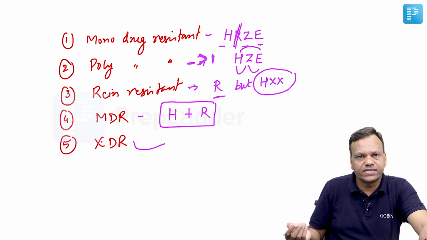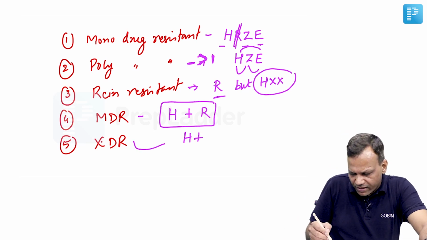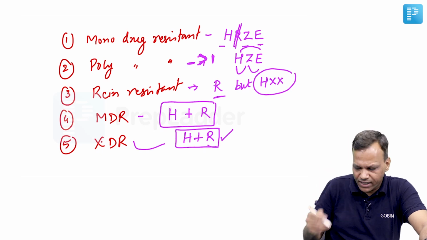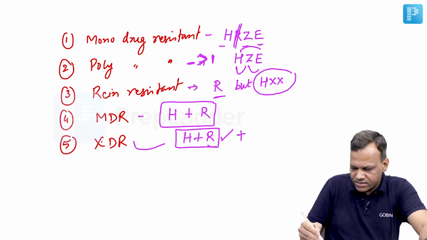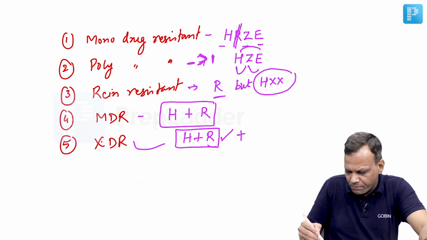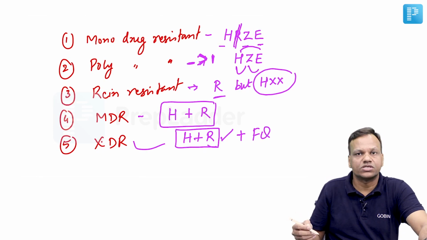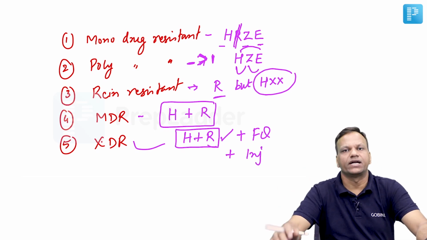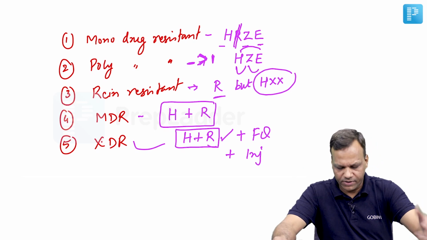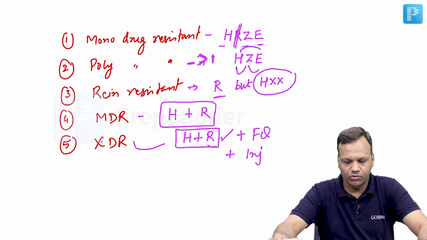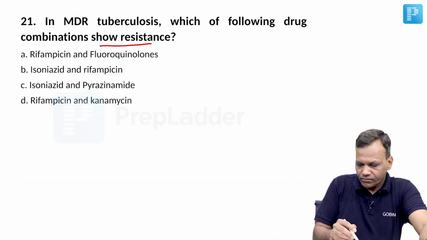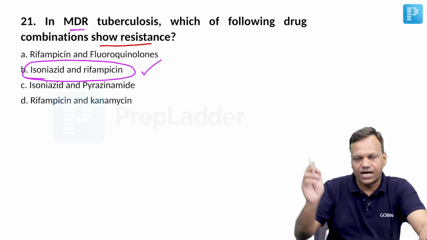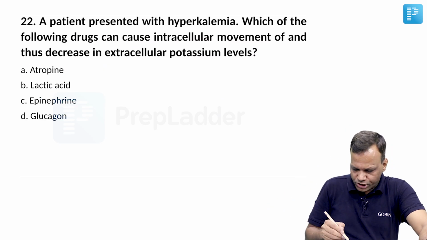And extensively drug resistant TB is the term used when the mycobacterium is resistant to both isoniazid and rifampicin, that means minimum MDR, plus it is resistant to minimum one of the fluoroquinolones, and plus minimum one of the injectable drugs. Then TB is said to be XDR TB. So here, very easy. In MDR TB, isoniazid and rifampicin resistance. That is the answer. Okay, moving to next question.